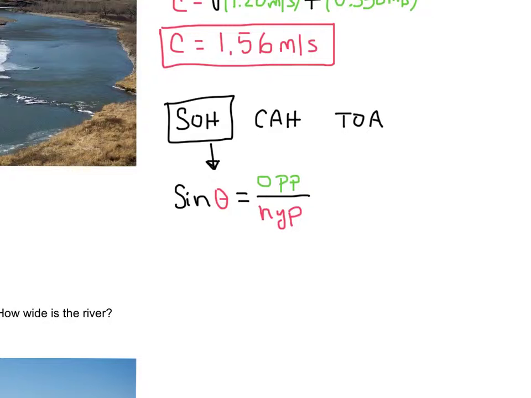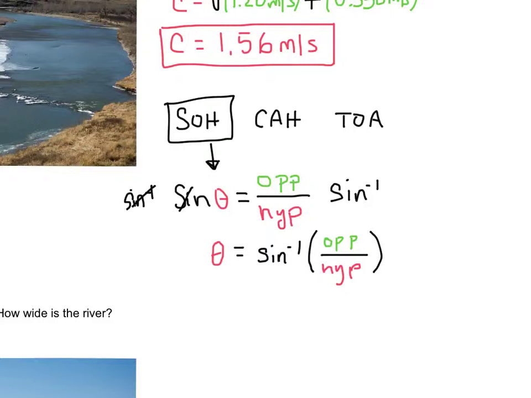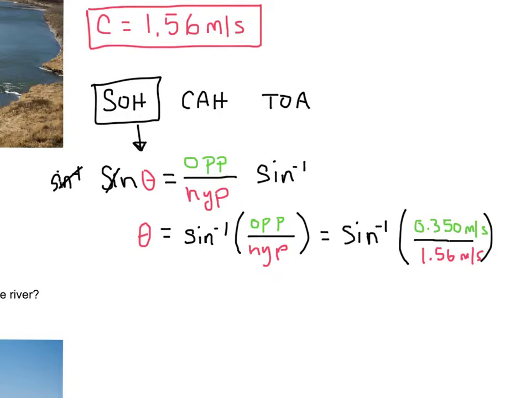So what I can do is I take the inverse sine of both sides, and the inverse sine of this side is going to cancel sine on this side and leave me with just theta. And here's what this equation looks like solving for theta. So I can solve for that angle. I can just plug in my numbers here, and then I can punch that into my calculator, and I will end up with an angle of 12 degrees. And so that's the second part of my answer here.